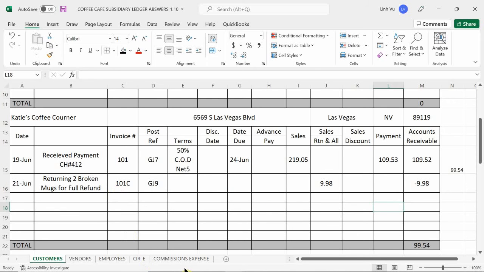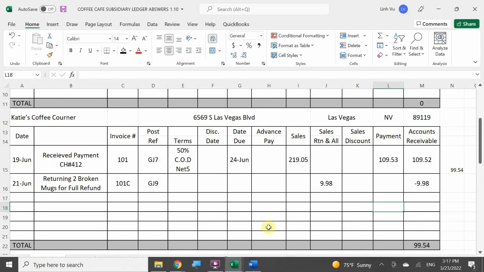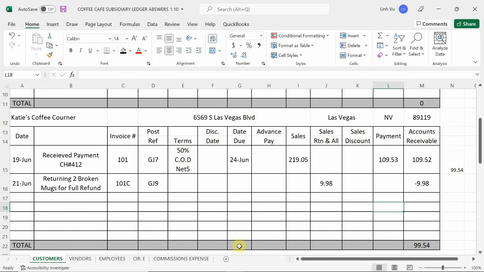All right. So because she's returning 2 broken coffee mugs, how does that affect my inventory? Can I put it back in my inventory? No. You shouldn't. They're broken. Well, what good is it to you to put it back into your inventory?